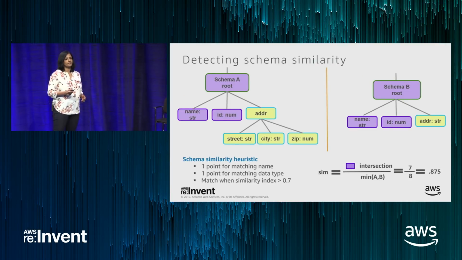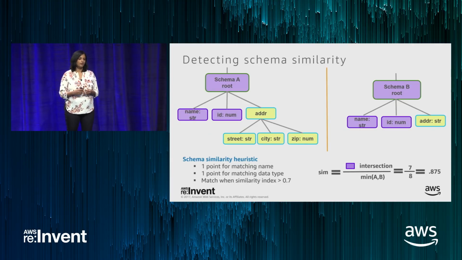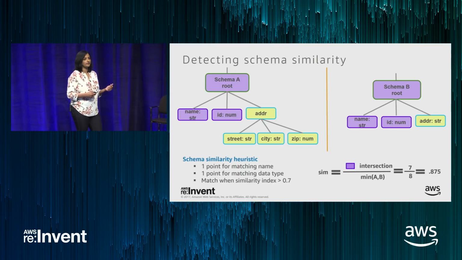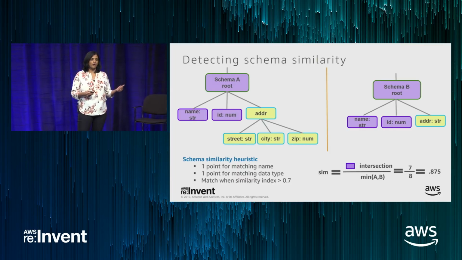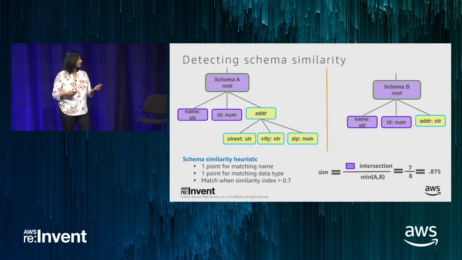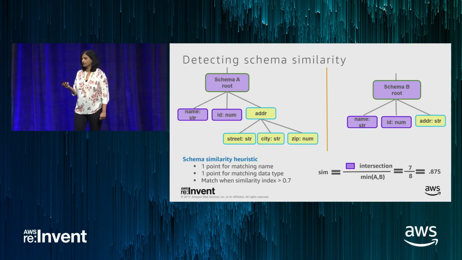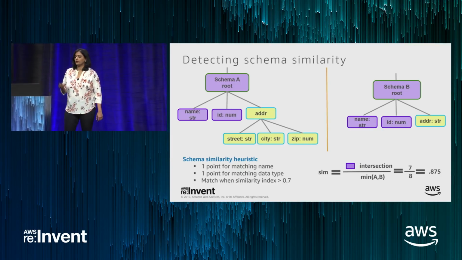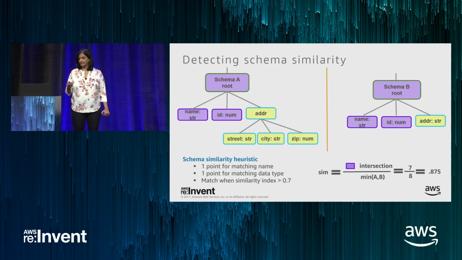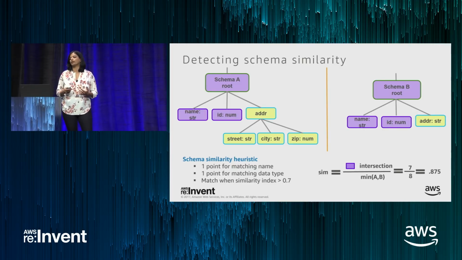So the way Glue determines if there was a match or not against a particular classifier is based on the similarity index that it generates. So it assigns a point for every match of name, as well as a point for every match of data type. So here in this example, you can see that it assigns a point for the root because it matches a name. It also assigns a point for name as well as ID, and also address. But for data types, the address is not matching in data types, so it will only assign a point for the data types of the other 3 nodes.